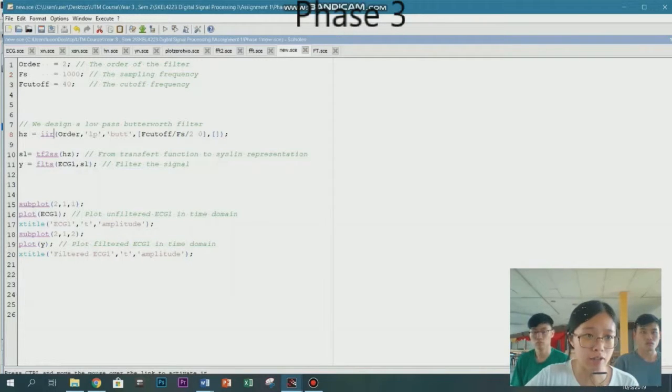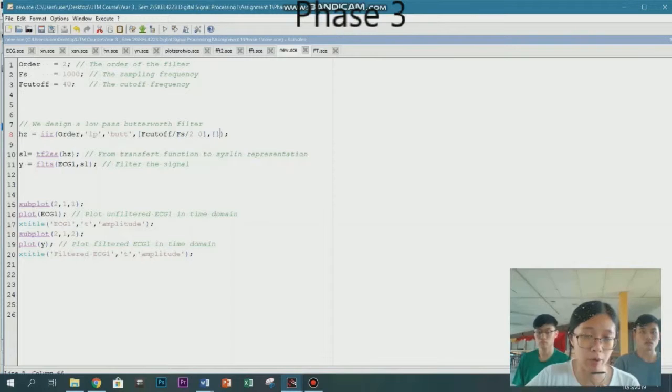For this, IIR is used, so we type IIR here. LP shows that it is a low-pass filter. BUTT shows that it is a Butterworth filter. Fcutoff divided by Fs divided by 2 is the cutoff frequency of the filter. Since we are using a low-pass filter with one cutoff frequency, we only have one variable here. We put a 0 here.